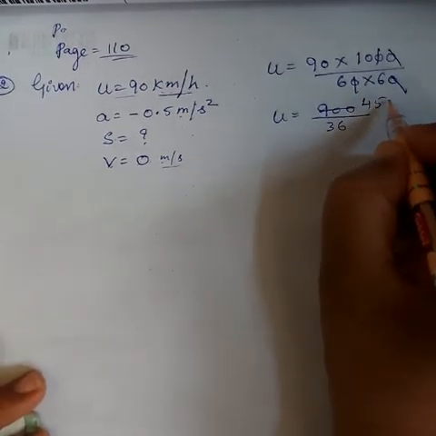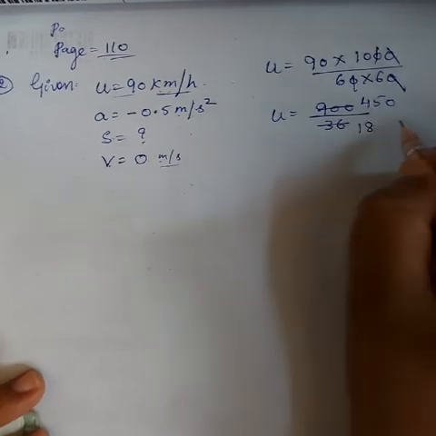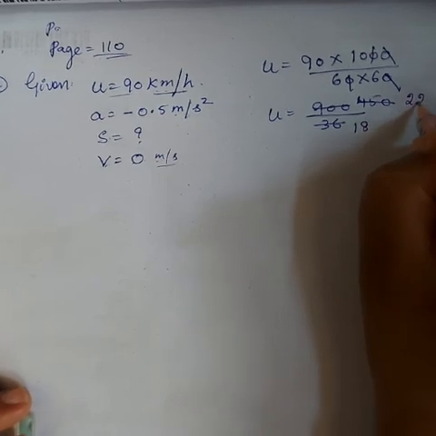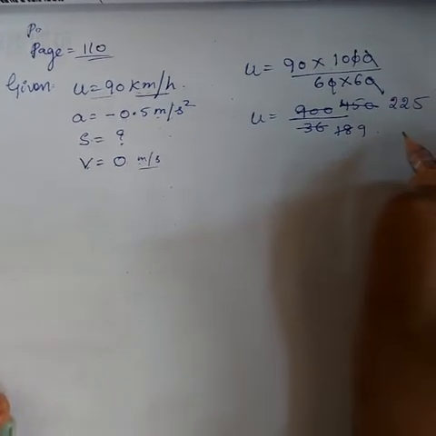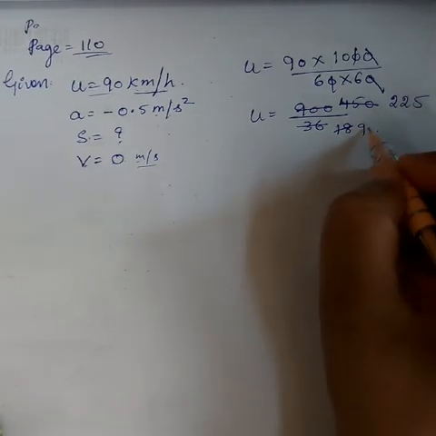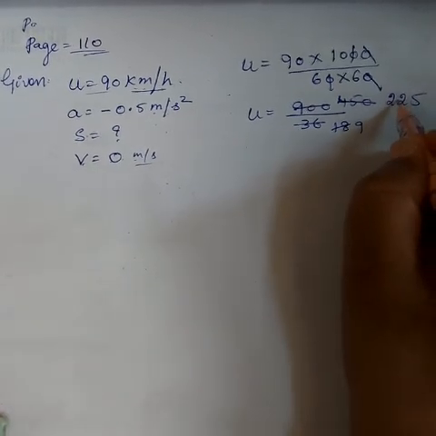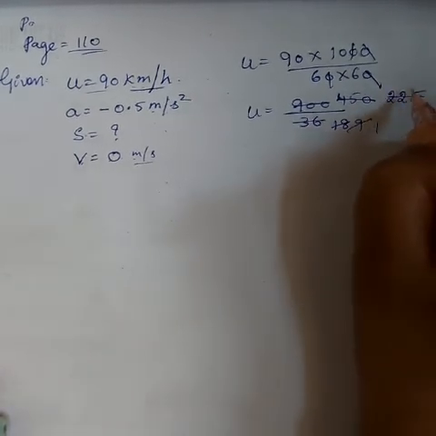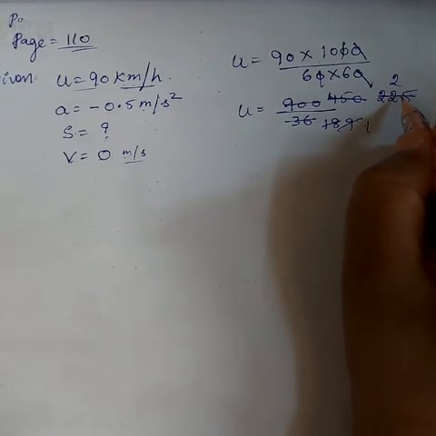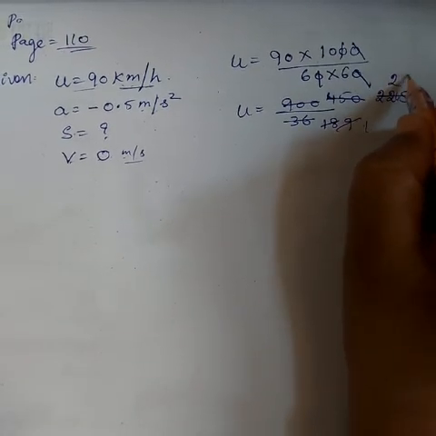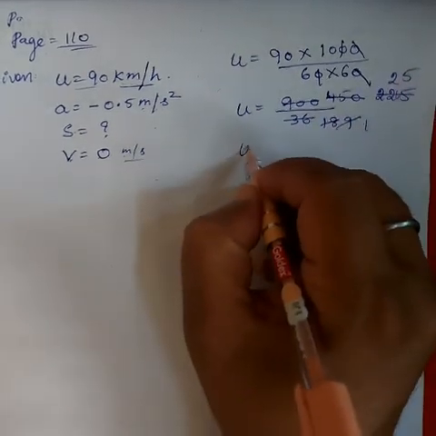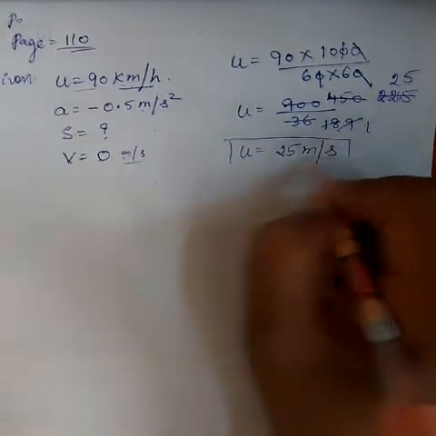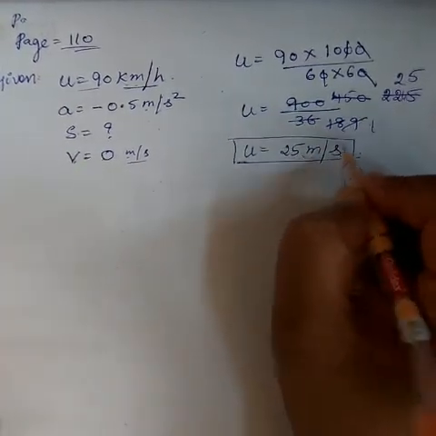2 4s are 8, 2 5s are 10, 0, 2 1s are 2, 2 8s are 16. And then again it can go by 2, 2 2s are 4, 2 2s are 4, 2 5s are 10, and 2 9s are 18. Okay, I think it's going by 9 also. 9 1s are 9, 9 2s are 18, 9 5s are 45. So 45, 5 times, that's u is equal to 25 meter per second.